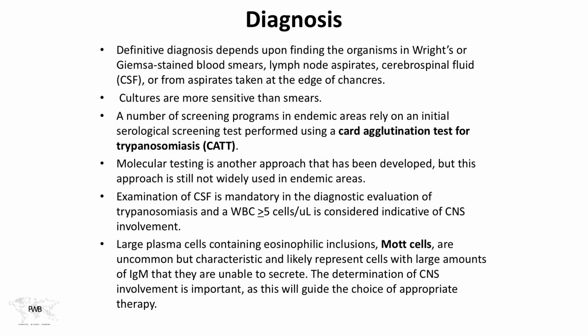One thing that is not common, but of interest, and I'll make sure we throw it in here, is that sometimes you can actually see large plasma cells containing eosinophilic inclusions. And these are Mott cells. They're uncommon, as I say, but they're characteristic. And the appearance is due to large amounts of IgM that these plasma cells are unable to secrete.